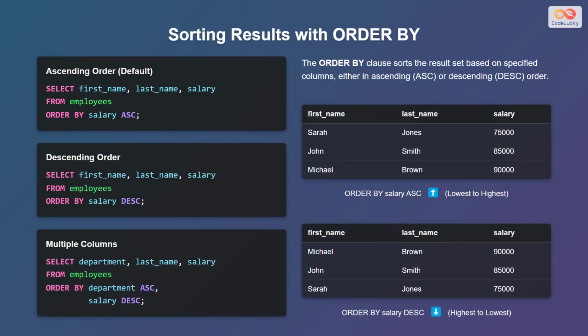The ORDER BY clause sorts the result set based on specified columns, in either ascending or descending order. By default, the ORDER BY clause sorts in ascending order. To sort in descending order, you must specify the DESC keyword. You can also sort by multiple columns, in which case the sorting is performed in the order that the columns are listed. For example, SELECT first name, last name, and salary FROM employees ORDER BY salary ascending. The arrow indicates lowest to highest. Alternatively, SELECT first name, last name, salary FROM employees ORDER BY salary descending. The arrow indicates highest to lowest.